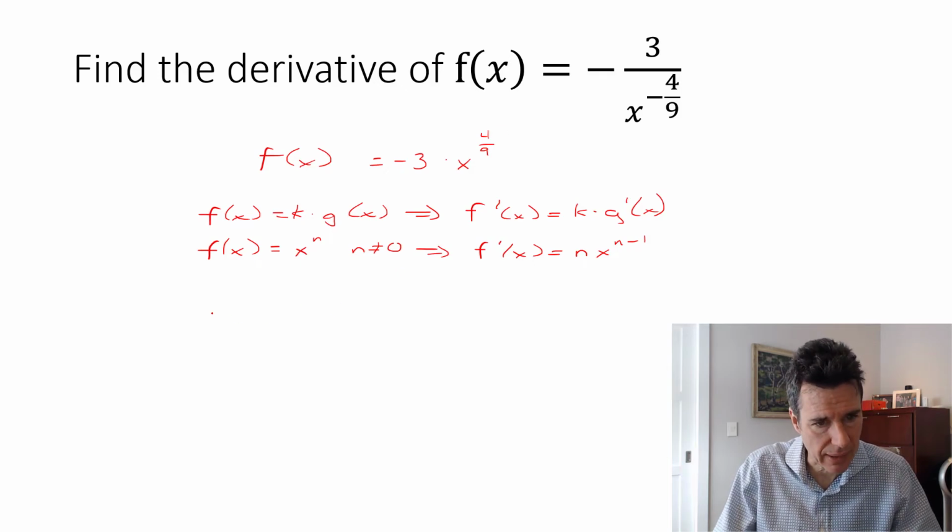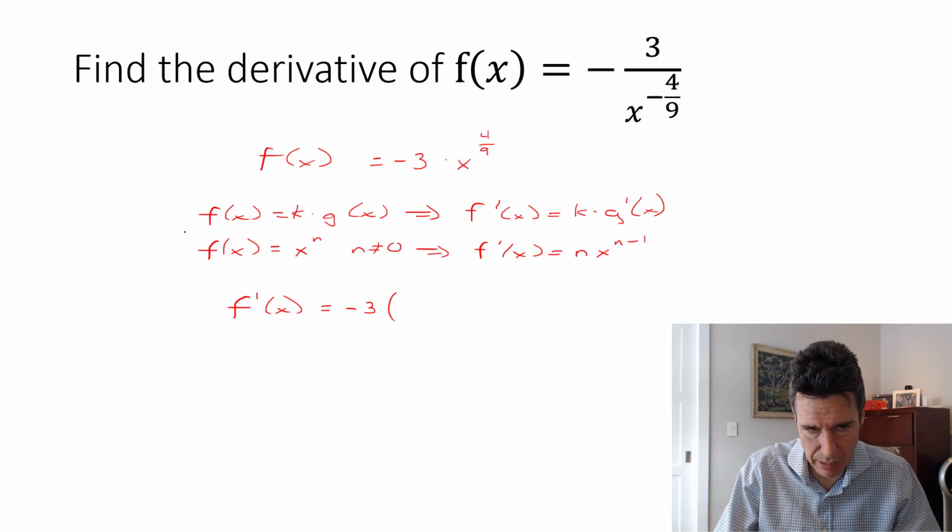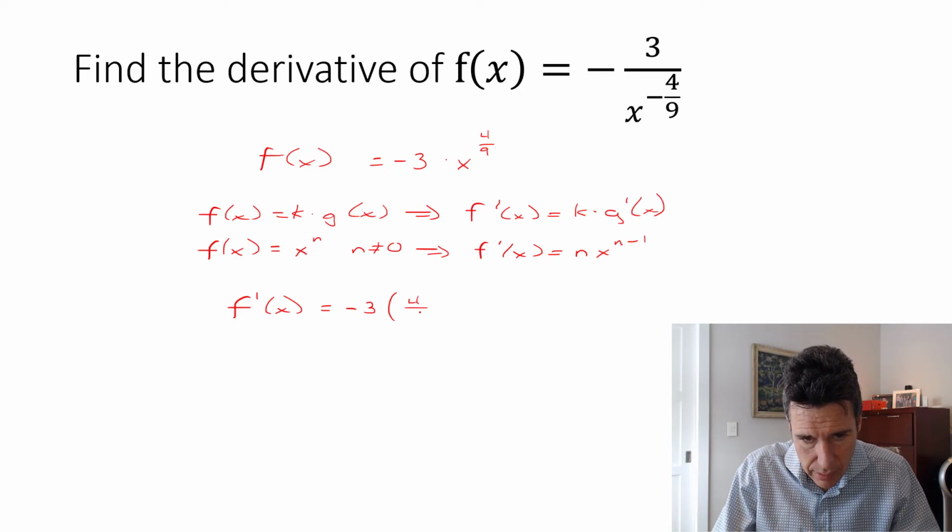So we put these things together, and we have f prime of x, the derivative of our original function, is negative 3. We can just pull that out. That's property 1. Times, we bring the exponent down in front, so that's 4/9 x, and I'll just write it out, to the 4/9 minus 1.